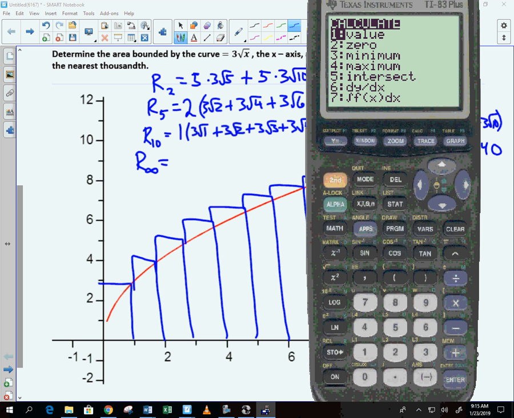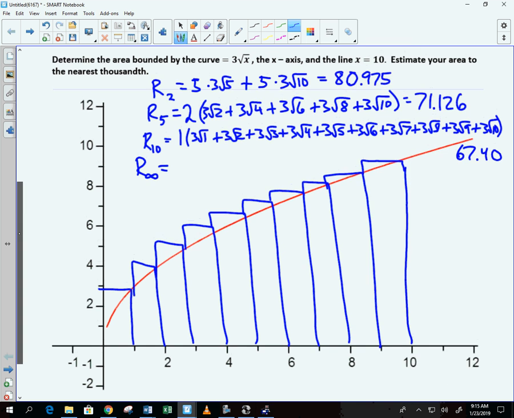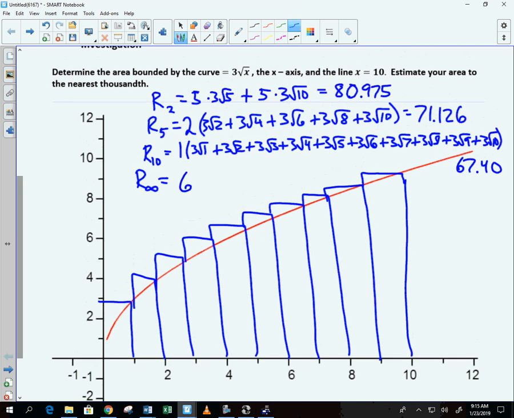This is called an integral symbol. And if you press number 7, it asks you what your lower limit is. We want to start at 0, enter, and we're going to go to what's our upper limit? 10, and watch it. 63.245. What do you think? It's kind of fun.